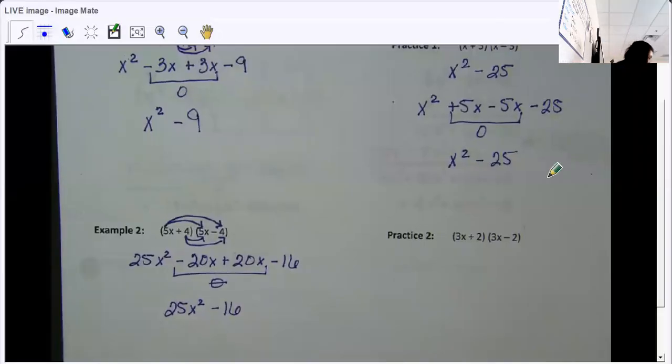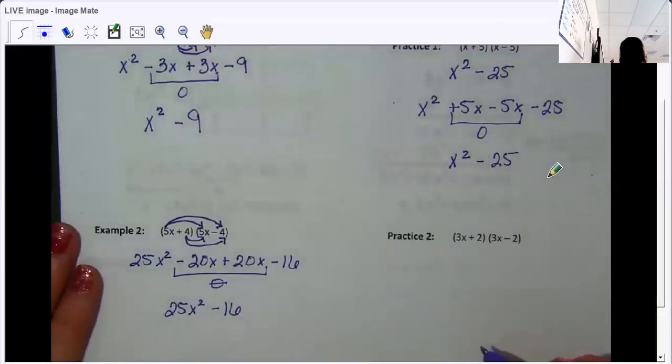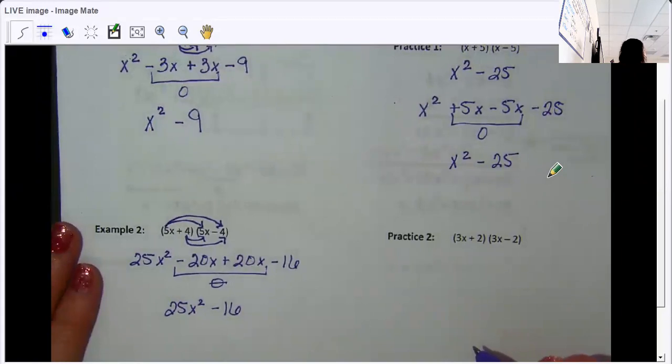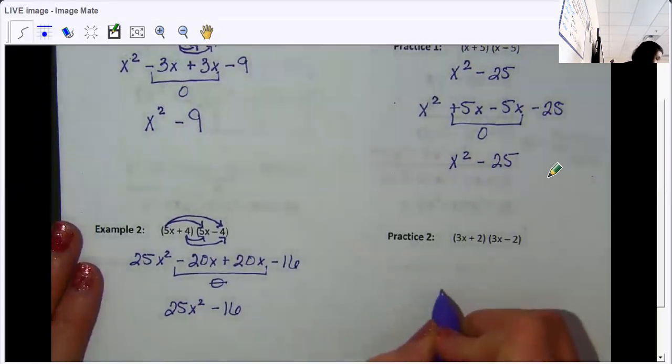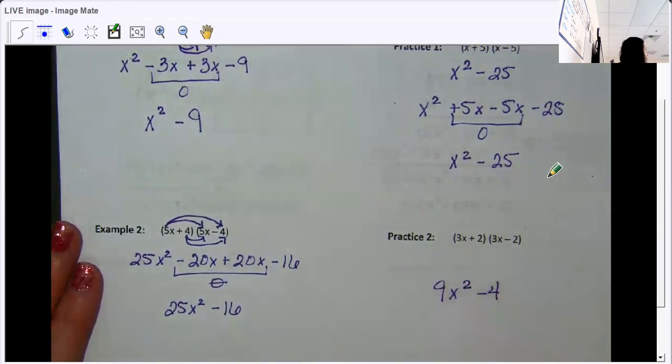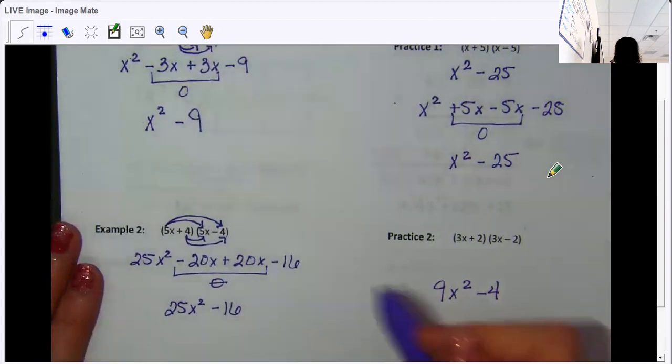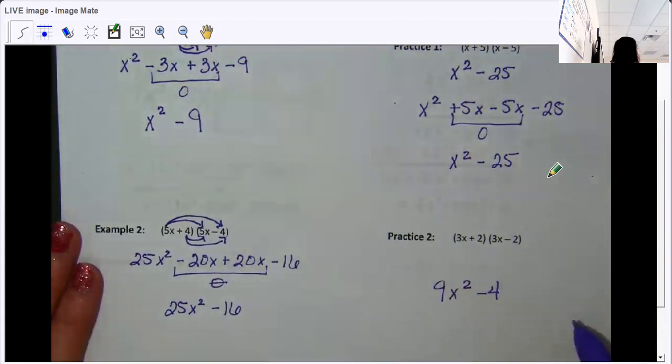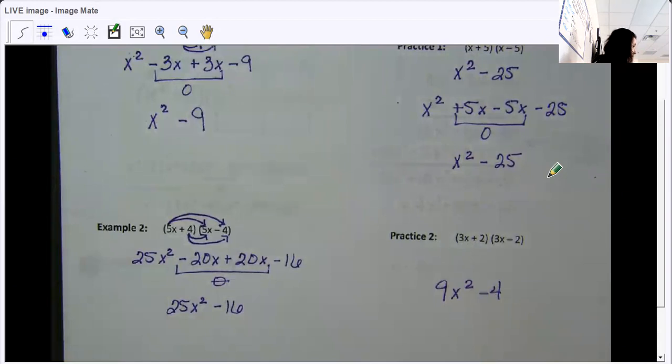Okay, so Noah, what did you get? I mean, not Noah, Isaiah, sorry. I got a 9x squared minus 4. Did anyone get something different? No. Okay, anyone need me to FOIL it out? Danny? Oh, wait, never mind. Okay. All right, we're going to move down to example 3.